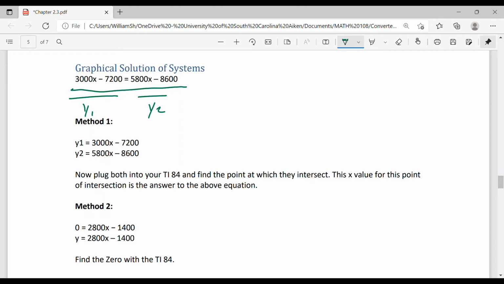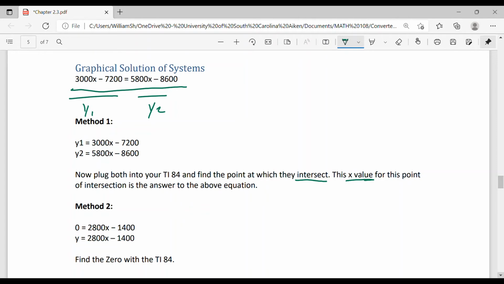And now what we're going to do is plug in both y1 and y2 in our TI calculator in the graphing section. And we're going to find the point at which they intersect. Okay, the x value, just the x value is all we care about. The x value for this point of intersection will be the answer to the equation above. Okay, so what I'm going to do is pull the calculator up, and I am going to show you how to do this with method 1.